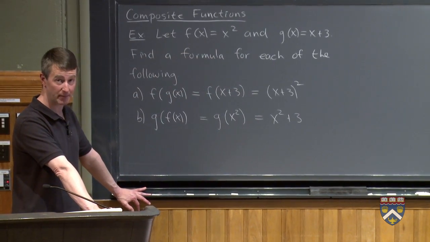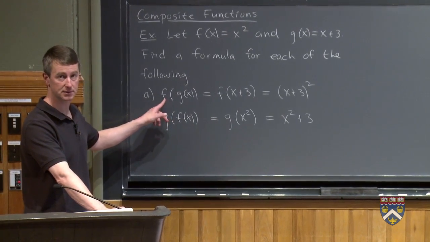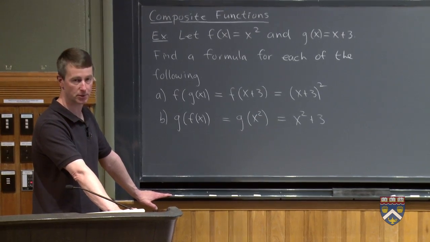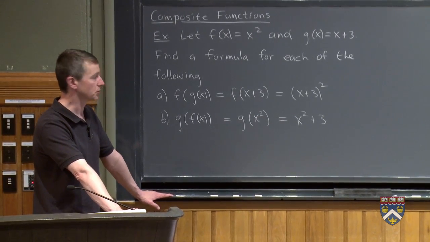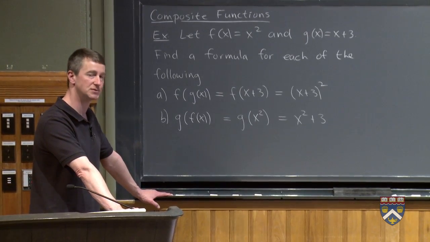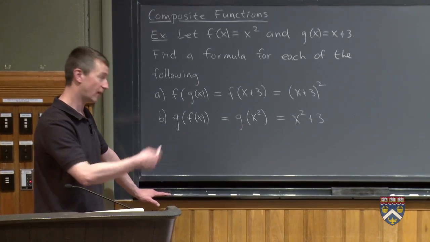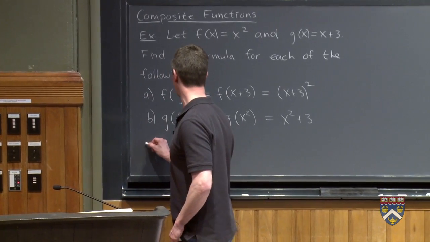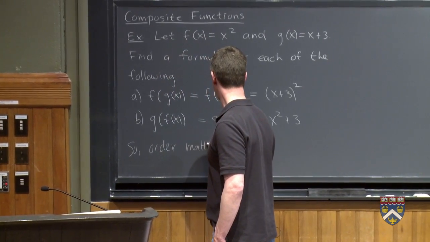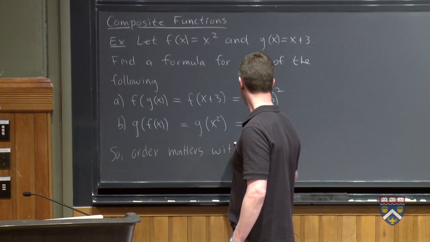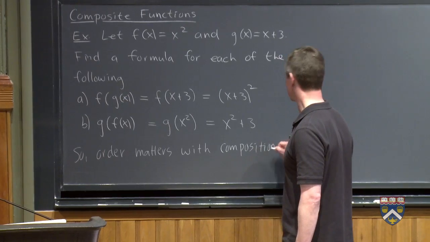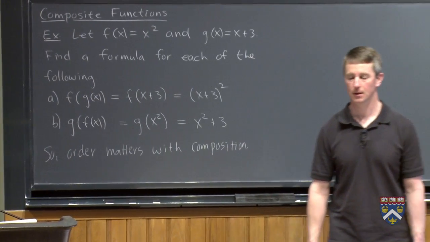So did we get the same function for f of g of x as for g of f of x? I hope you will agree that the answer is no. So earlier tonight when we were doing multiplication, we said multiplication is commutative, meaning the order doesn't matter. 3 times 5 is the same as 5 times 3. With function composition, order does matter. So order matters with composition. So composition is not commutative, as we say.